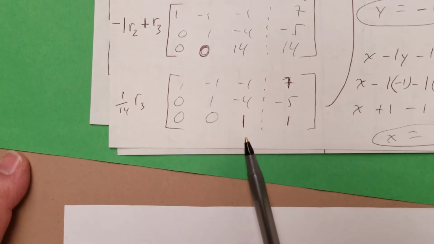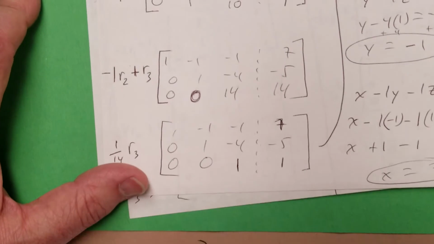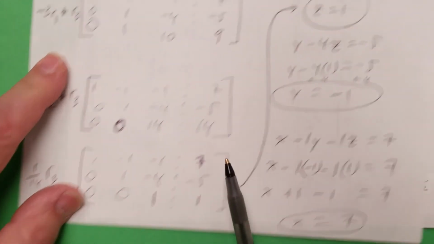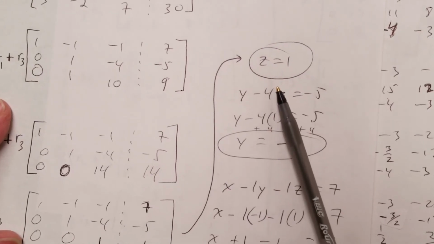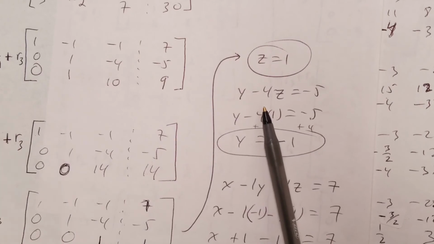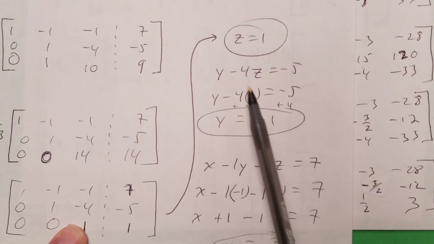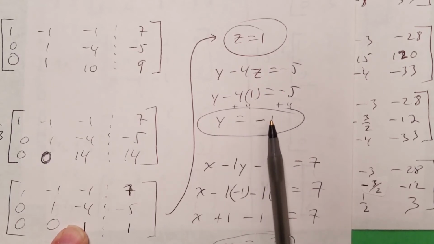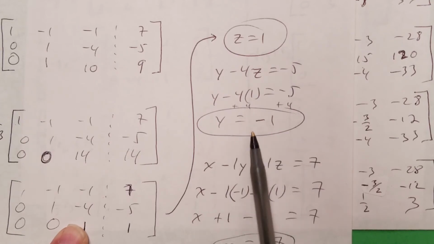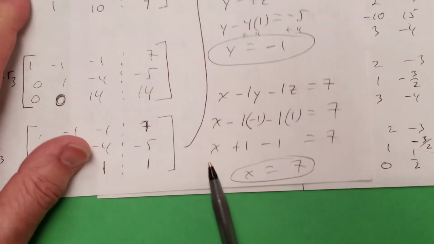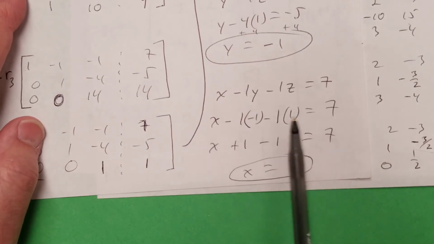Now, what I'm saying is z equals 1, and from there I can back substitute, right? Z equals 1. So I substitute the 1 in this one. So I get y minus 4 times 1 equals -5. Do the math, and I get y equals -1. All I'm doing is back substituting like I did at the beginning of the notes. Now I know y and z, and I substitute that in here, and I can get x, right? Do the math, and you get x equals 7.